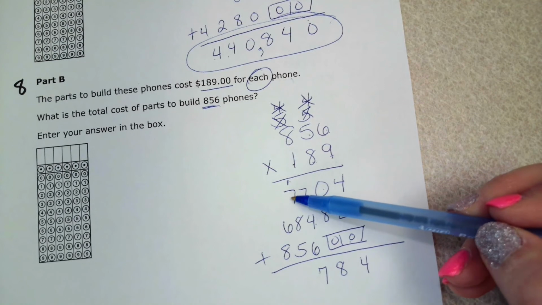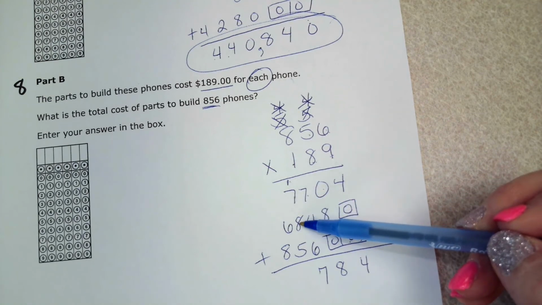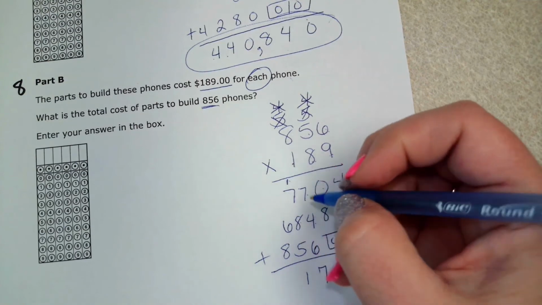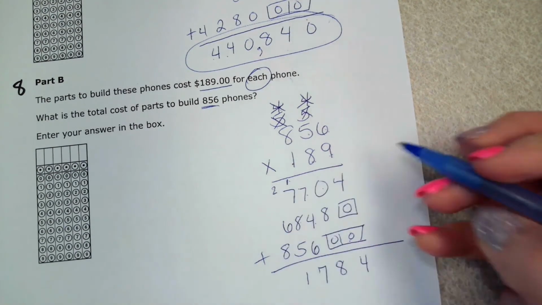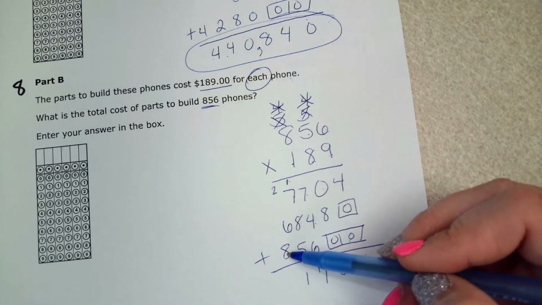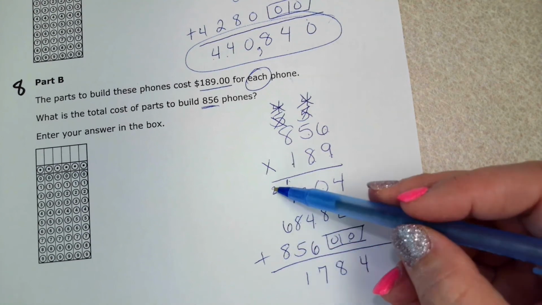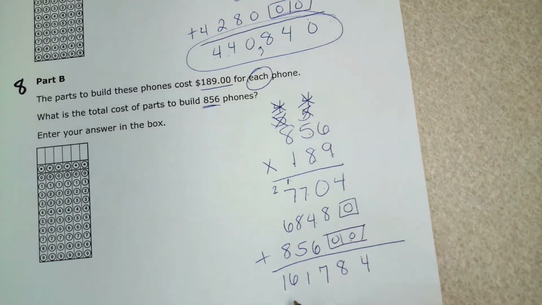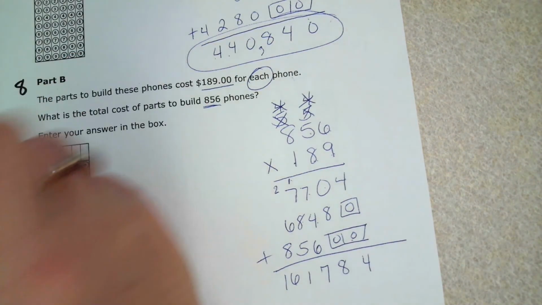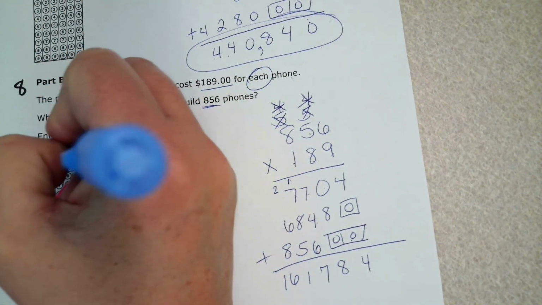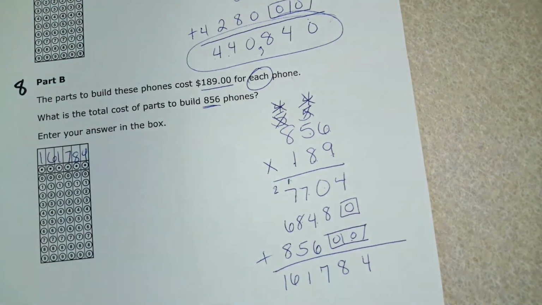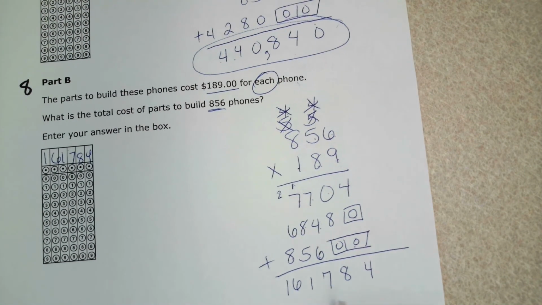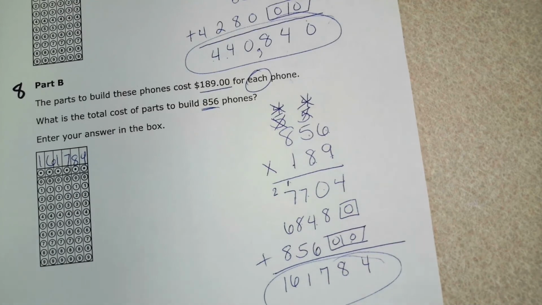1 plus 7 is 8. 8 and 8 is 16. 16 and 5 is 21. Carry the 2. 2 and here I go. Add to 10. 2 and 8 is 10, plus 6 is 16. So 1, 6, 1, 7, 8, 4, which is 161,784. All right, that's your answer.